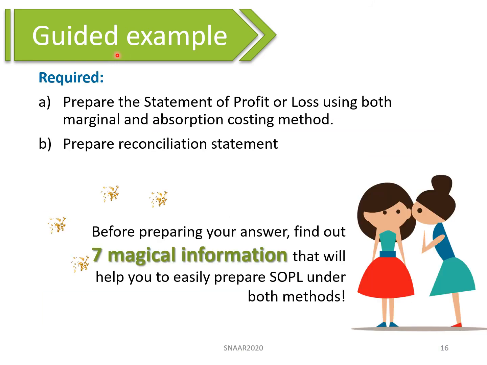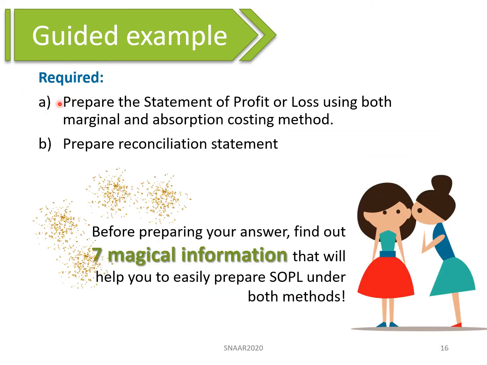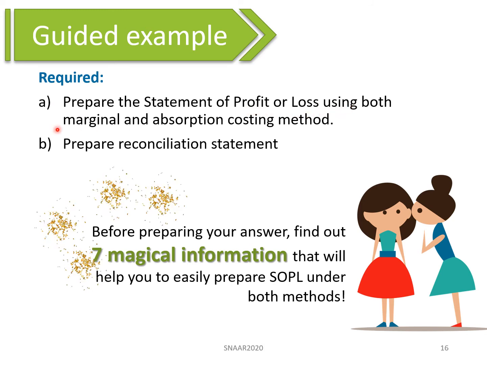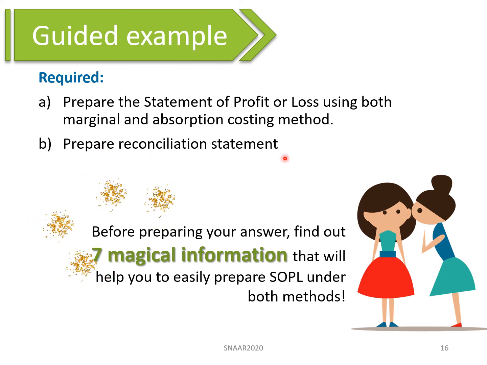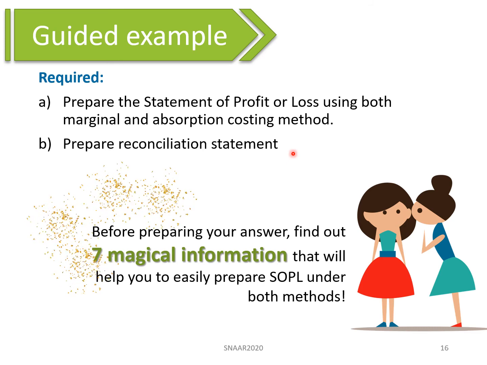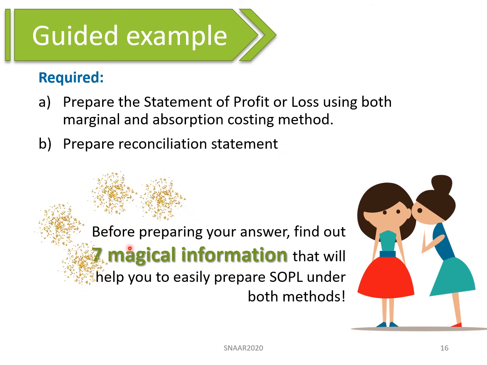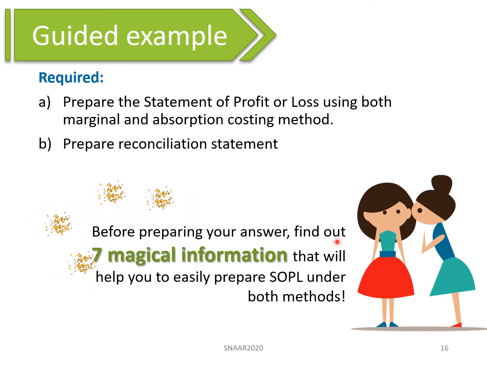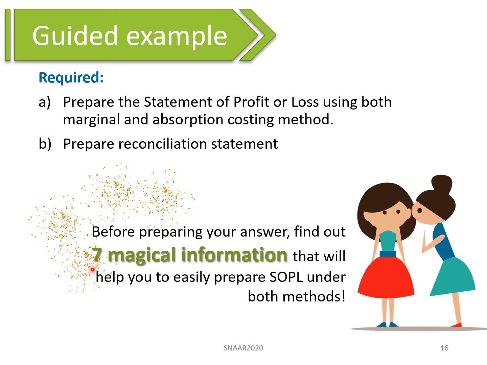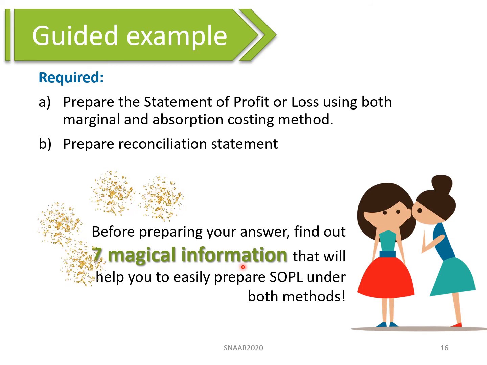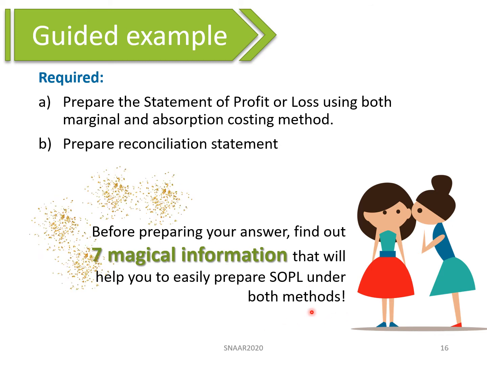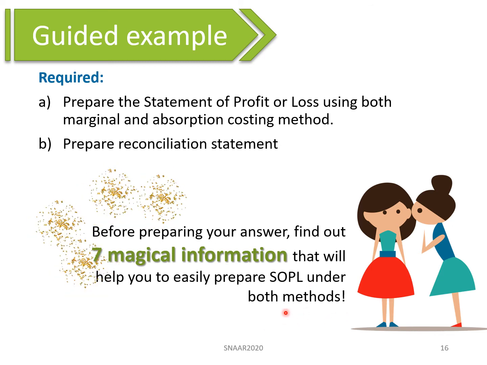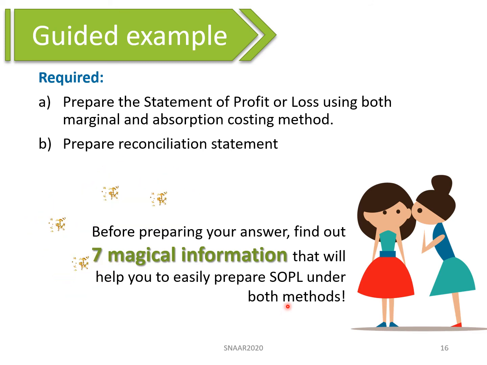Okay? Right? And then what are you required to do is you kena prepare statement of profit or loss using both marginal and absorption costing method. The second one, the question need you to prepare the reconciliation statement. This referring to the profit reconciliation statement lah. Okay, so before preparing for your answer, I ada tips untuk you guys. You have to find out the 7 magical information supaya lebih senang you nak buat you punya SOPL under both methods. So, I dah practice guna this for few semesters and it really works. It really makes your work easier.